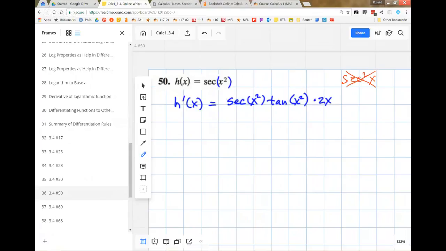Okay, now, do you see the chain rule here? Because they're both involving x squared, x squared is the inner function. You need to multiply by the derivative of the inner function, which is 2x.